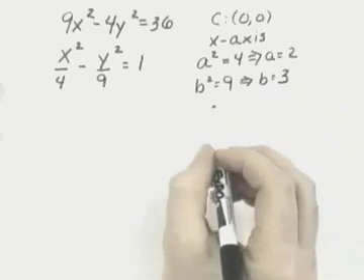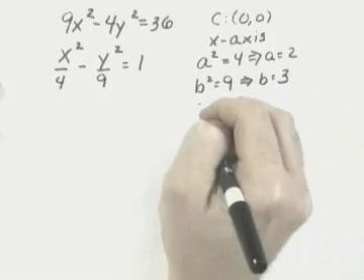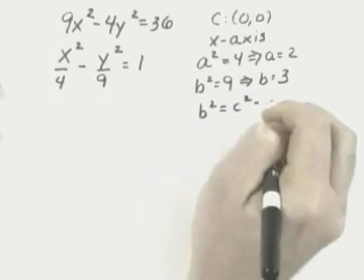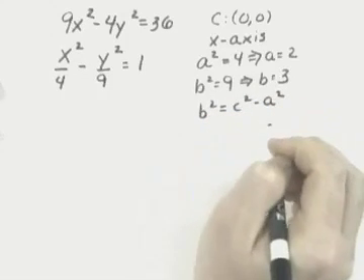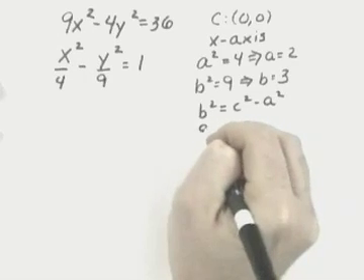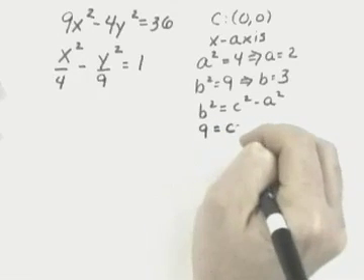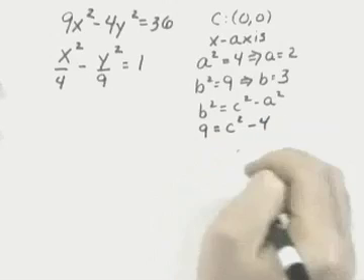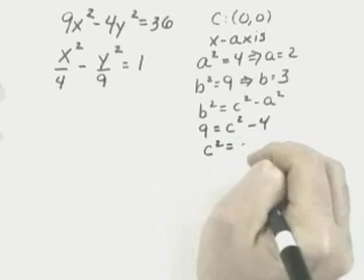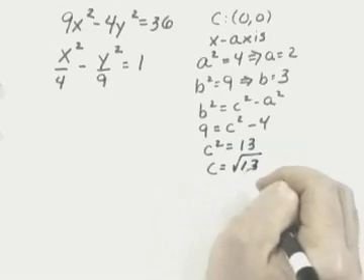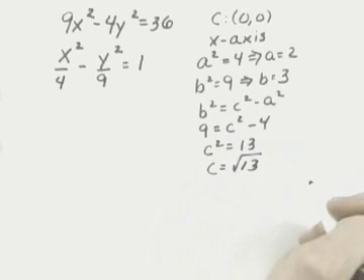Now, we just need to find the value of c. Well, we know that b squared equals c squared minus a squared in hyperbolas. Therefore, we have that 9 equals c squared minus 4. Therefore, c squared equals 13, and c is equal to the square root of 13. So what kind of information do we know?